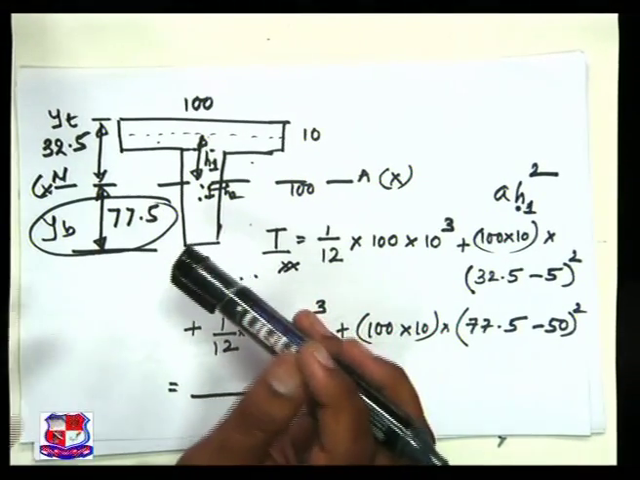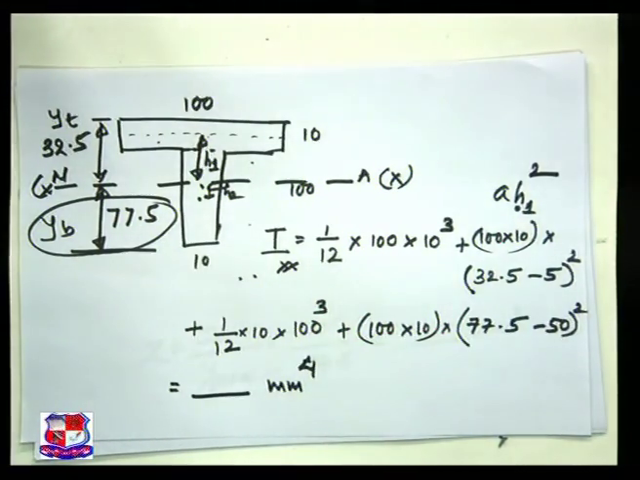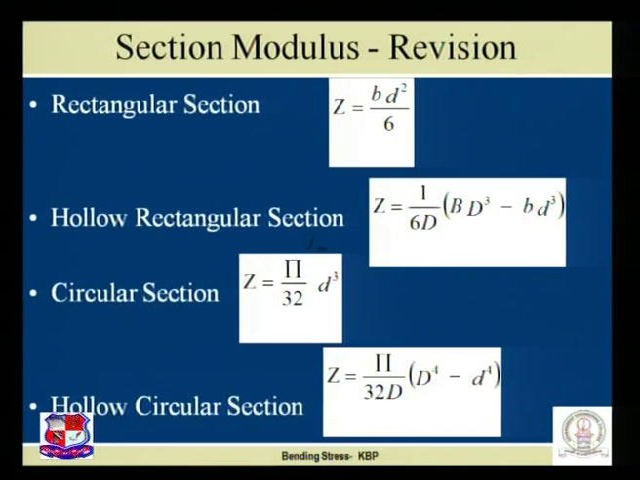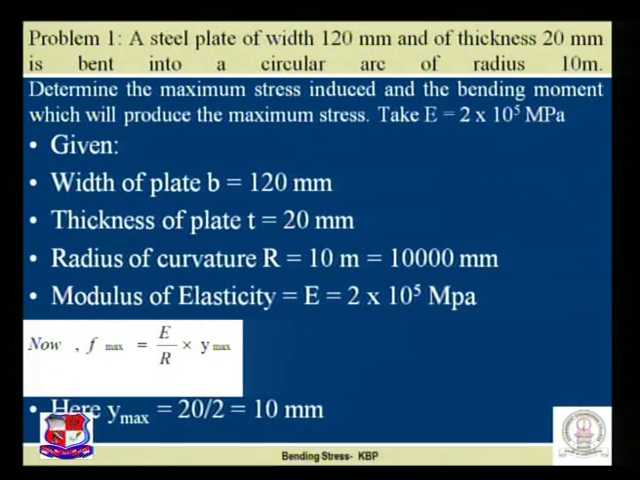So with this, let us proceed further to the first problem of bending stress. Problem number 1. A steel plate of width 120 mm and thickness 20 mm is bent into a circular arc of radius 10 meter.